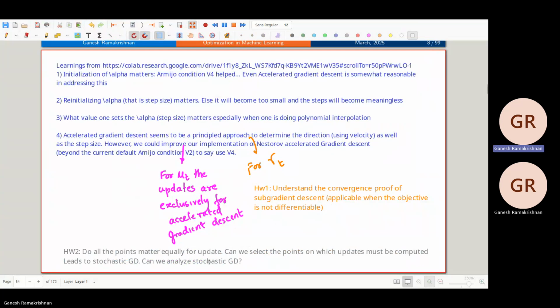The other is moving away from all points being considered. Can we consider only a subset of points? Can we bring some stochasticity to the process? Can we identify points that are important, so that they matter more for the update? Can we select the points on which updates must be computed? So that is stochastic gradient descent. Okay, so we will branch off.